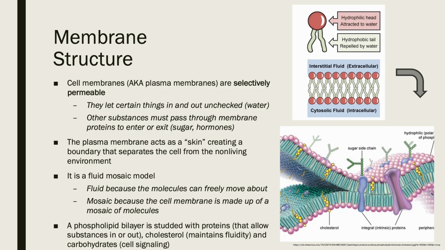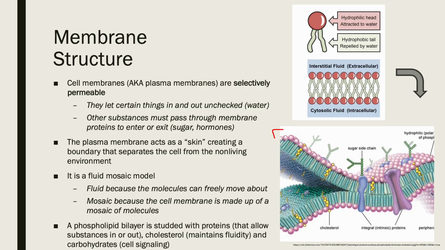So we can start with the plasma membrane or cell membrane. Those terms are interchangeable. Again, think of this as the skin of the cell, and it allows things in and out. But some things can move freely in and out of the cell. Other things have to be allowed in or out. That's what it means to be selectively permeable. So things like water can move freely in and out of the cell, but other things like sugars, fats, hormones, etc., have to be allowed in.